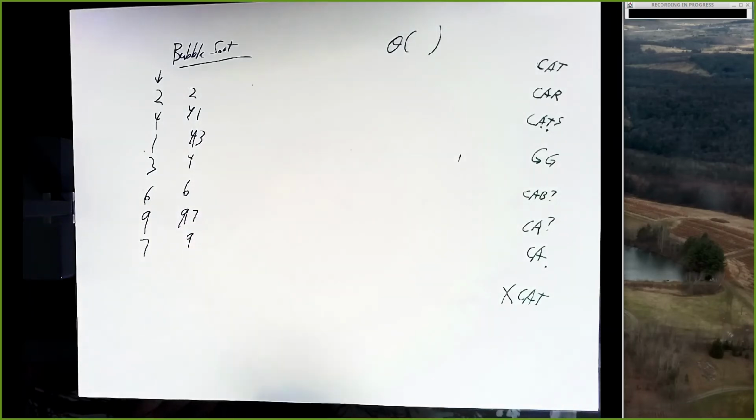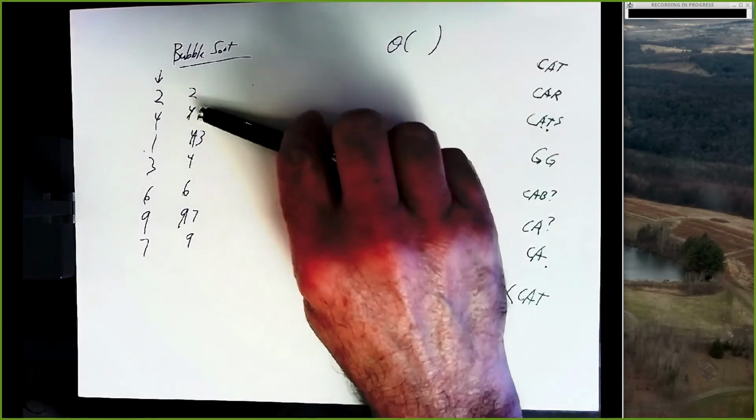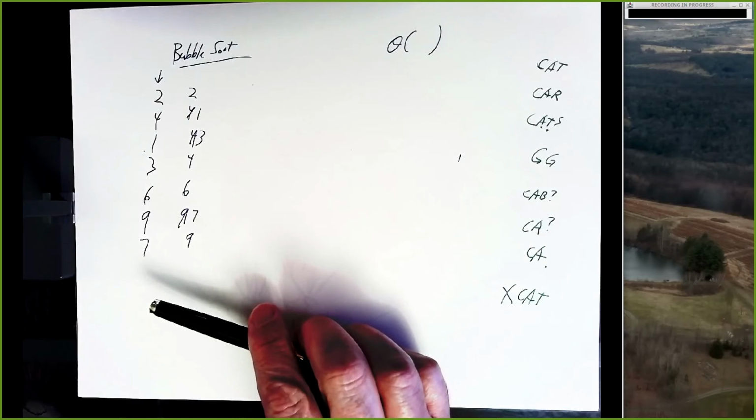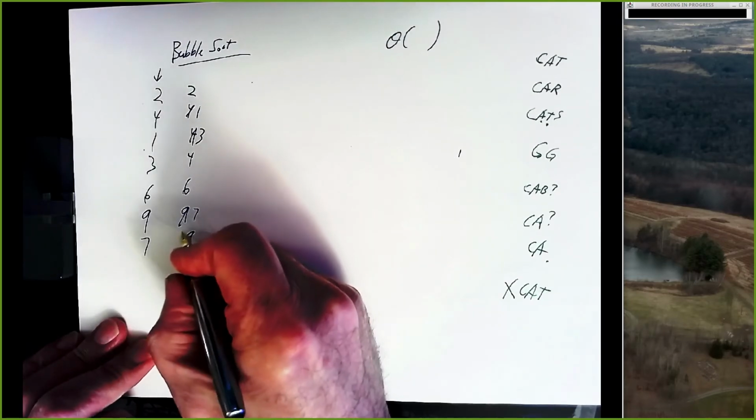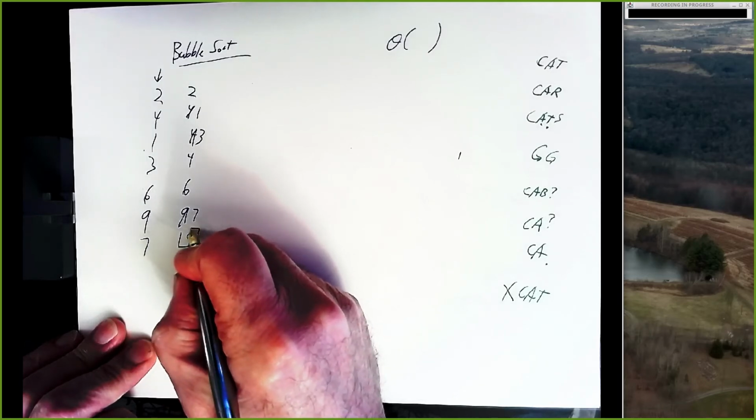And after one pass, this is what our data looks like. It's still not sorted. We've got a 2 followed by a 1. That's not right. But what we know with a bubble sort is that after one pass, the largest number has sunk down to the bottom.